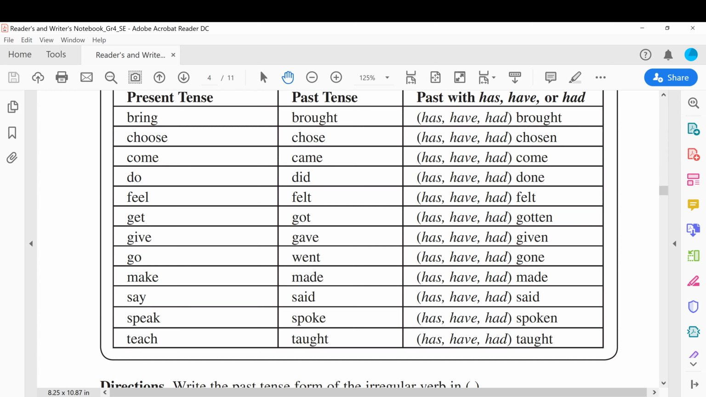It's a very important one. Get, got, gotten. Give, gave, given. Go, went, gone. Make, made, made. Say, said, said. Speak, spoke, spoken. Teach, taught, taught.